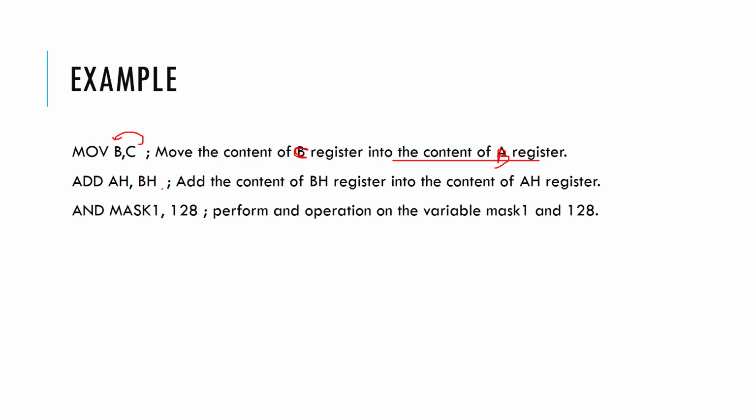Here, add AH, BH. Add the content of the BH register into the content of the AH register. Here the content of the BH register is going to be added into the content of the AH register. Then here is the AND operation. We already know what the AND operation is. Perform AND operations on the variable mask 1 and 128. Okay, thank you for watching.